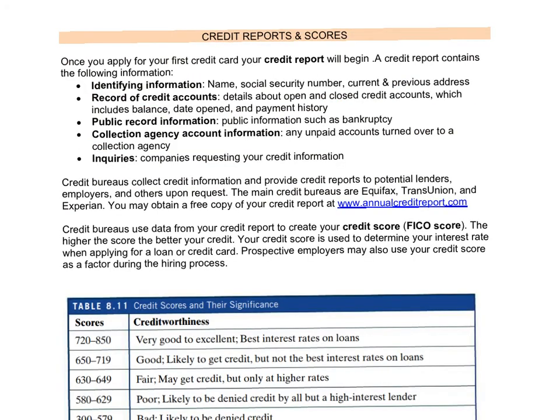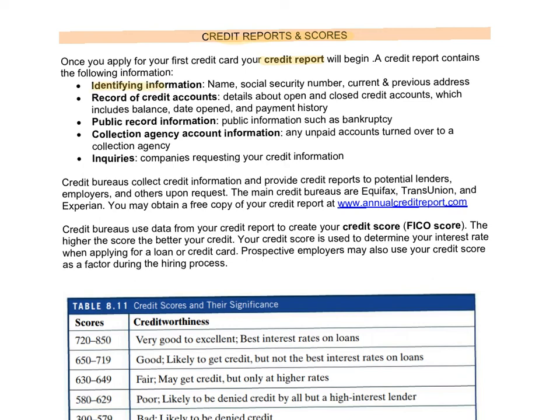And the last thing we want to talk about is your credit report and your score. So there are big advantages to having a credit card. Many things in life are very hard to get without credit scores or a credit report. So once you apply for your first credit card, your credit report will begin. So a credit report contains the following information.